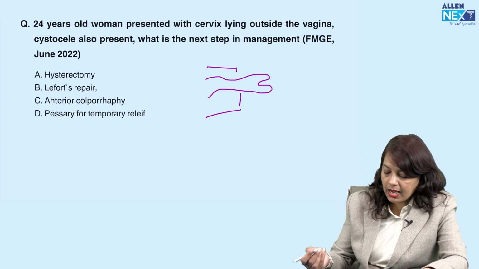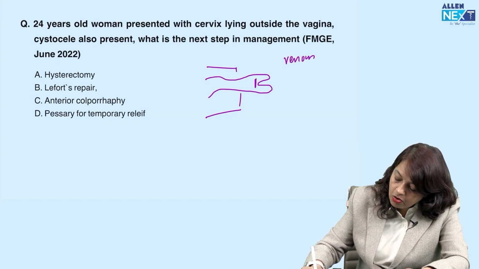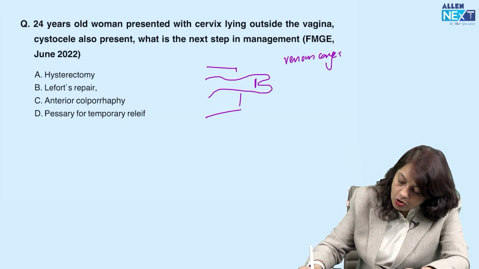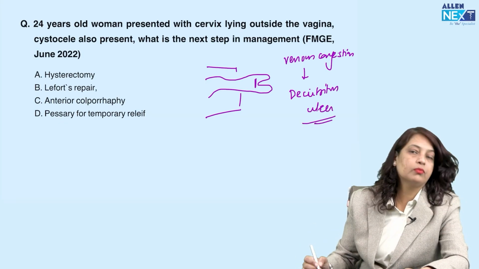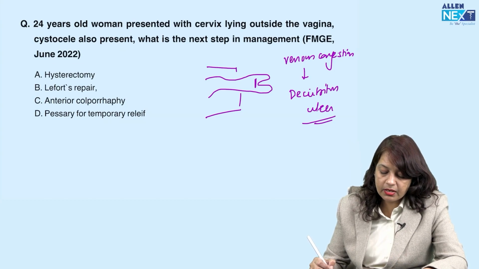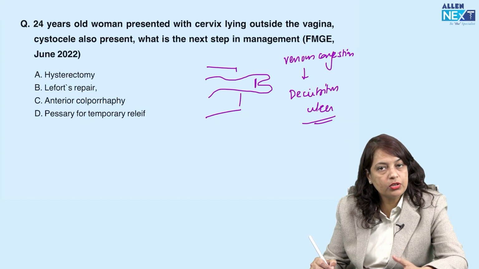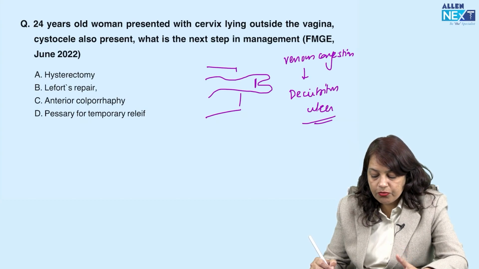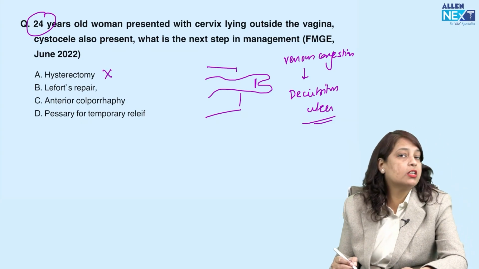When the cervix is lying outside the vagina, because venous return gets obstructed, there is a venous congestion, and that increases the chance for decubitus ulcer. In such a young female, if there is a genital prolapse, that means the support to the uterus is very, very weak. Since it is a very young patient, hysterectomy cannot be done.